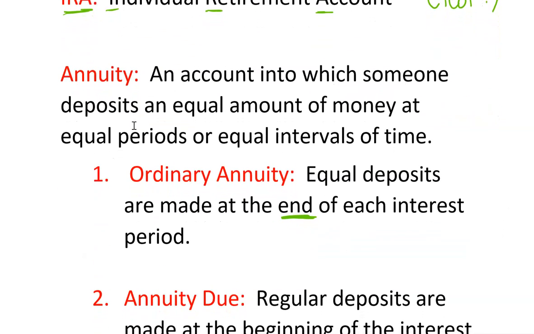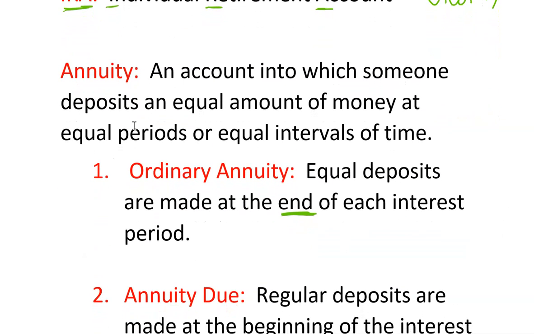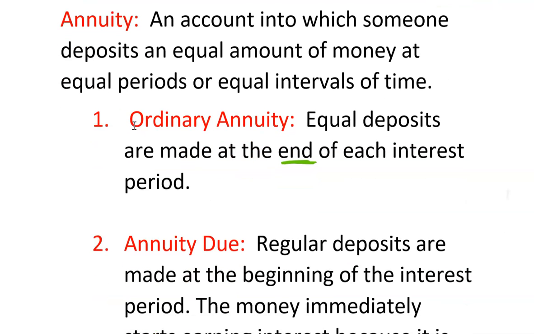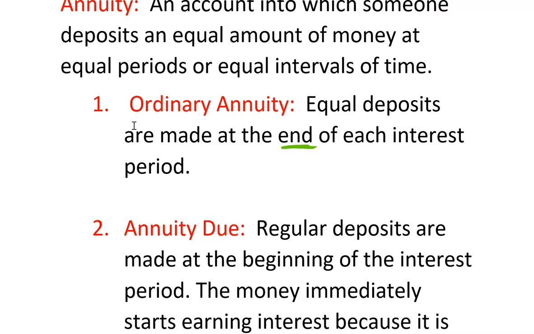What is an annuity? An annuity is an account into which someone deposits an equal amount of money at equal periods or equal intervals of time. There are two types of annuities. Make sure you know what the two are. One is called an ordinary annuity. The other is called an annuity due.